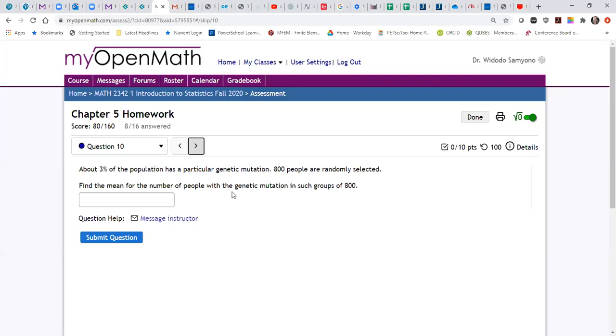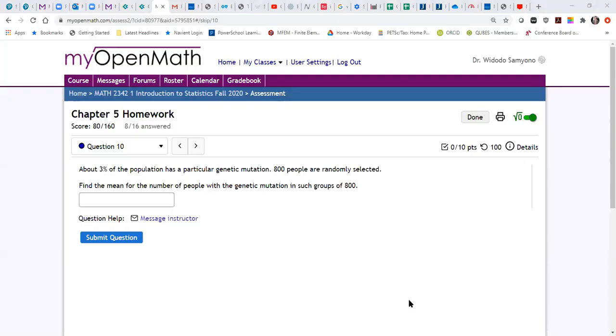Yeah, so for this case, you're looking for the mean, right? So just simply multiply the n. I mean, the n is 800 people, right? And then the probability, or the p, is 3%. So you simply multiply 0.03 with 100. Sorry, 800. So you will get what is this here?